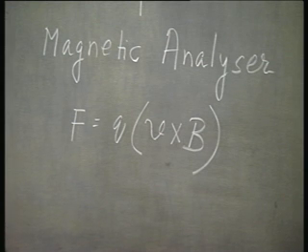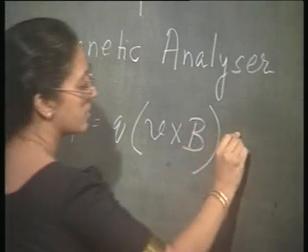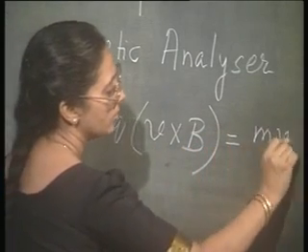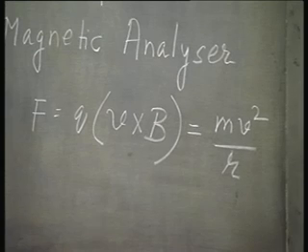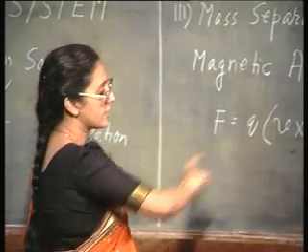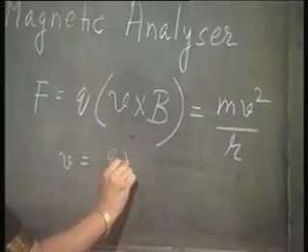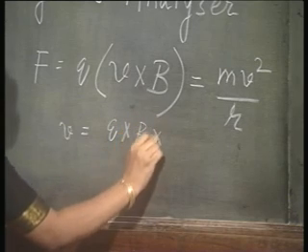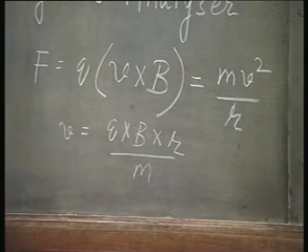right. So, I can say that this is equal and opposite to the centrifugal force mv square by r. Their magnitudes are the same, right. So, in this I can therefore get that v is equal to, can I not?